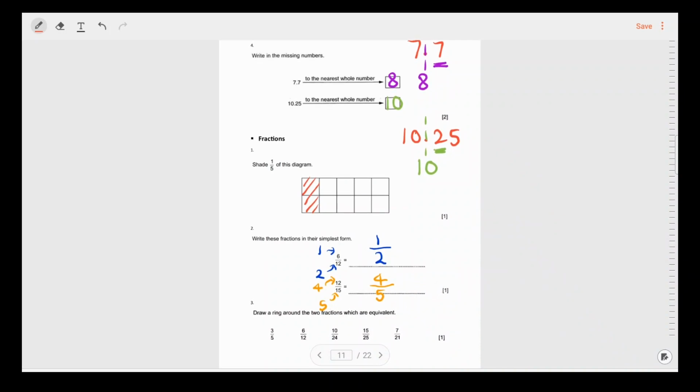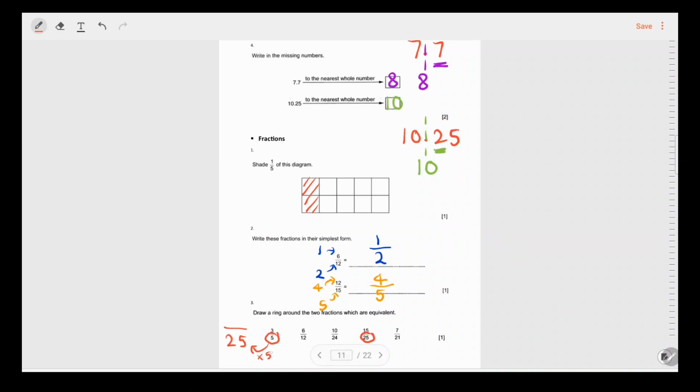we need to identify the fractions that have similar denominators. So for instance, these are both in the 5 times table, right? So since these are in the 5 times table, I can make this 25. And how do I make 5 into 25? I multiply it by 5.